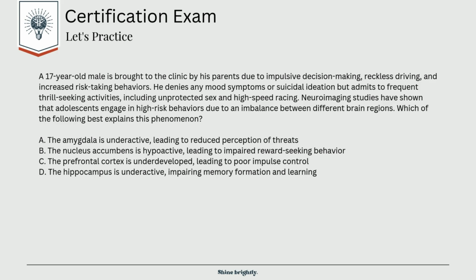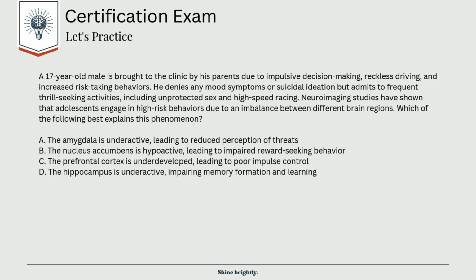Let's break it down. The question reads: a 17-year-old male is brought to the clinic by his parents due to impulsive decision making, reckless driving, and increased risk taking behaviors. He denies any mood symptoms or suicidal ideation, but admits to frequent thrill seeking activities, including unprotected sex and high speed racing. Neuroimaging studies have shown that adolescents engage in high risk behaviors due to an imbalance between different brain regions. Which of the following best explains this phenomenon?